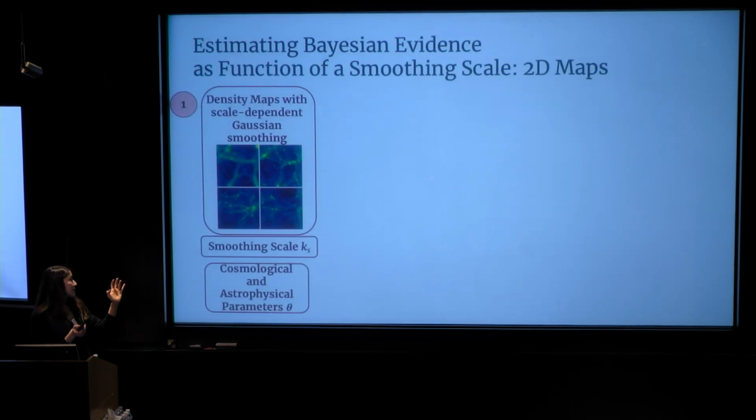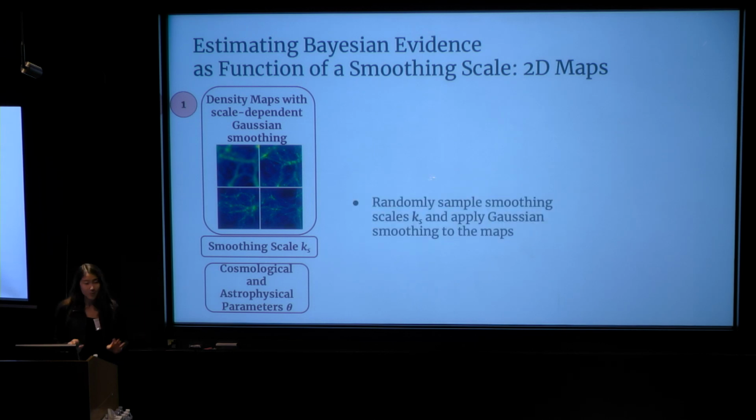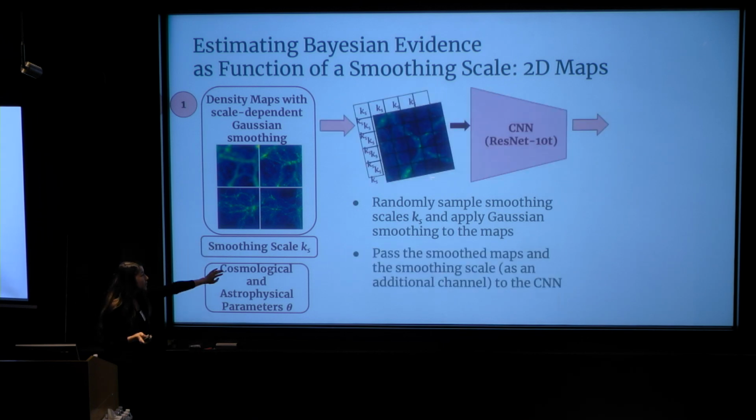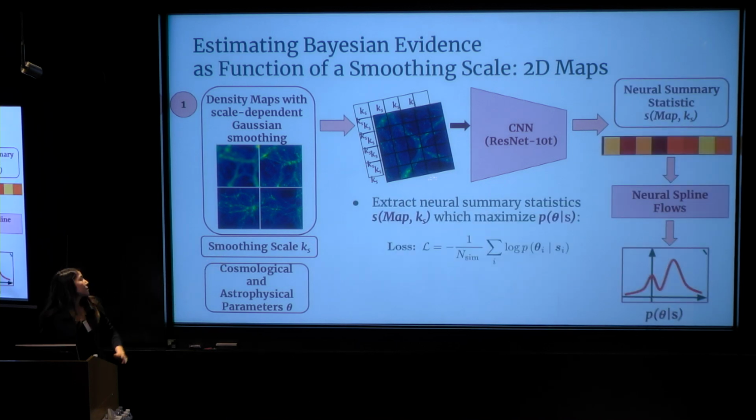So the framework that we're working with here is essentially trying to estimate the Bayesian evidence as a function of smoothing scale. And we'll be applying it to two-dimensional maps, and specifically to neural summary statistics of two-dimensional maps. So first, we randomly sample different smoothing scales and then apply this Gaussian smoothing process to the maps. And then we pass these smoothed maps, as well as the smoothing scale as an additional channel, to a CNN in order to extract neural summary statistics from the data.